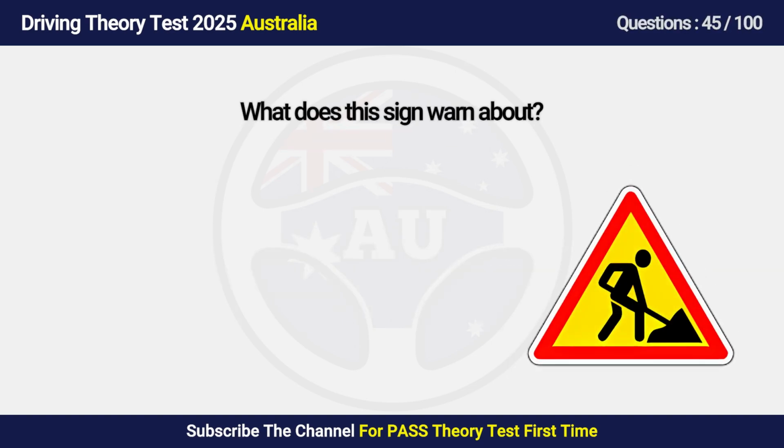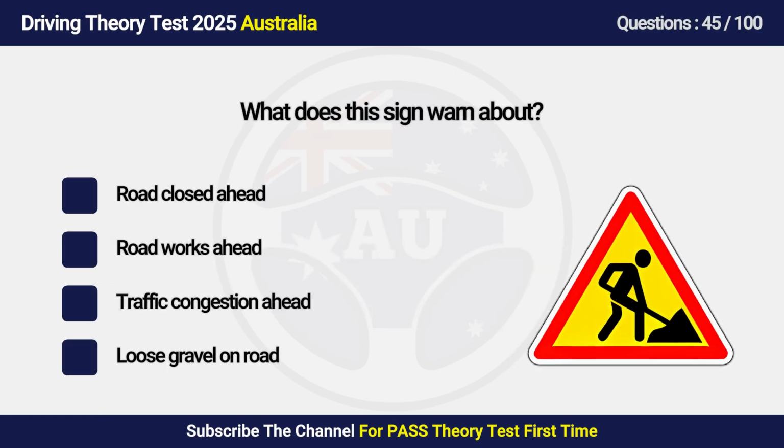Question 45. What does this sign warn about? A. Road closed ahead. B. Road works ahead. C. Traffic congestion ahead. D. Loose gravel on road.